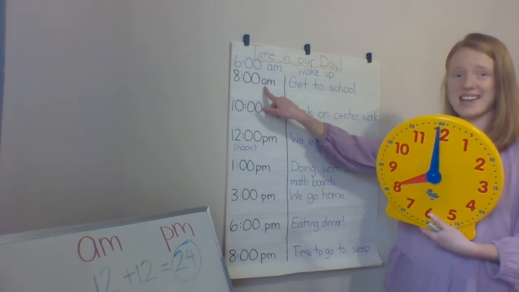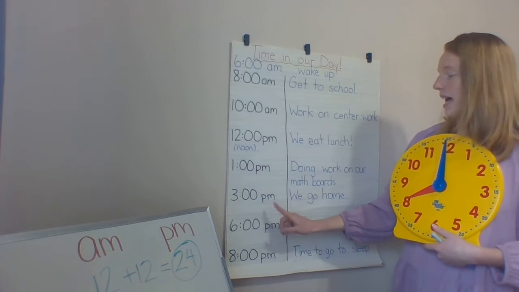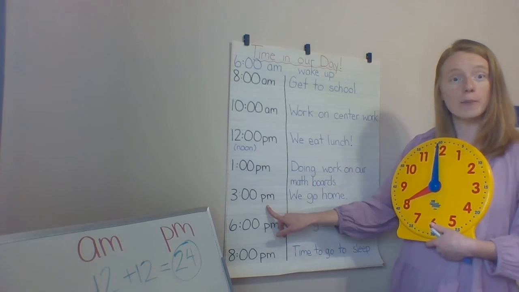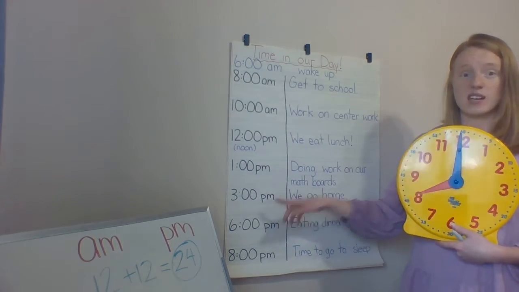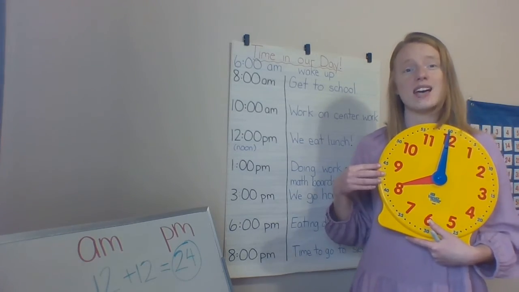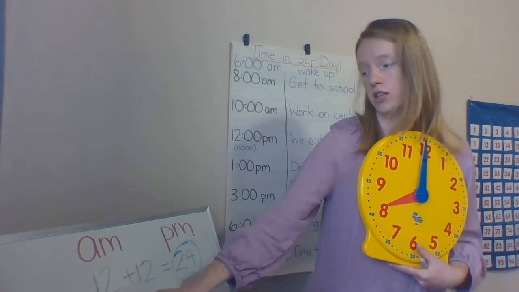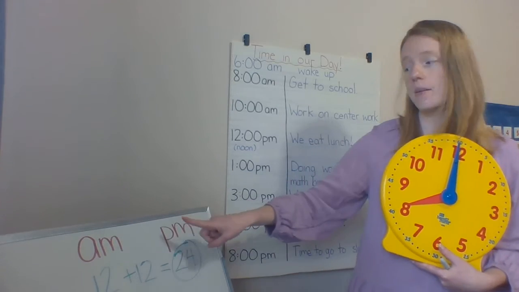So that's why a.m., before noon, and p.m., afternoon, are important, because it helps us know, because the 24 hours that are in our day are broken up into two chunks, broken up into a.m. and p.m.